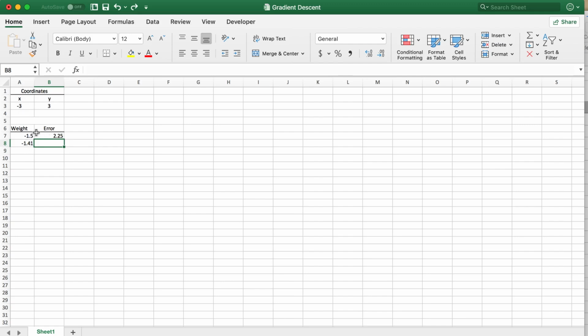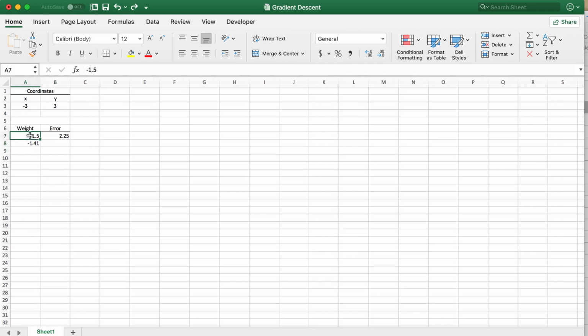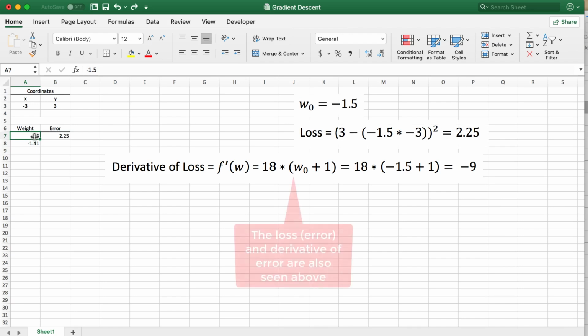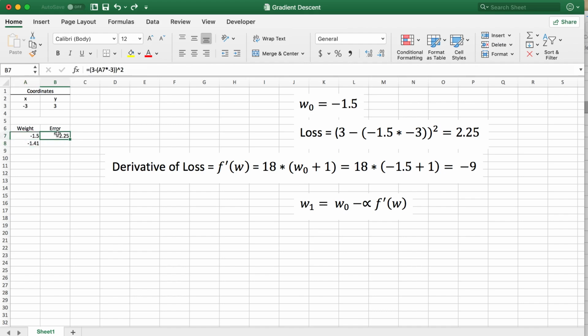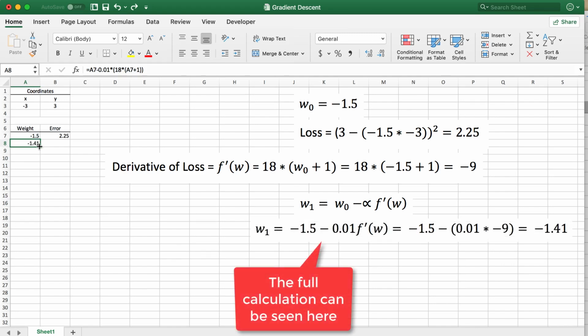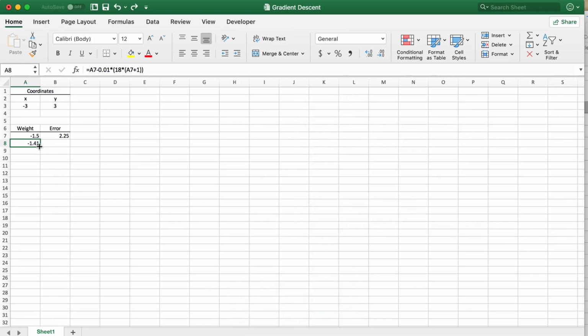As you can see on top, we have the coordinates of the point themselves, x and y, and below I've set up two columns, the weight and the error. The initial weight is clearly negative 1.5, and I've set up the spreadsheet such that the second weight is equal to the value of the first weight minus the derivative of its error function at that weight times a learning rate of 0.01 to give us the new weight. Thus, at each step, we are moving in the negative of the gradient. And if we do it for one step, notice that the error gets smaller.